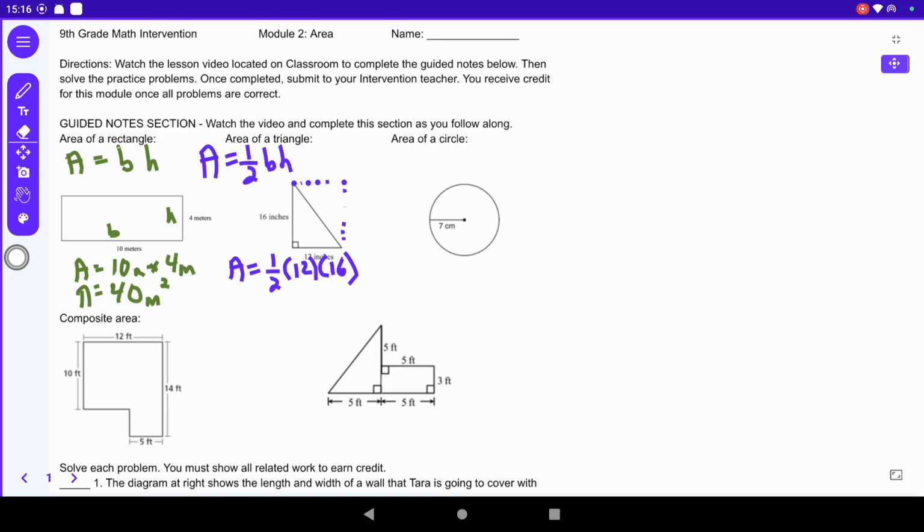And again, you can put this all in your calculator at once to get 48, and then our unit is inches. And whenever we're talking area, our unit's going to be squared.